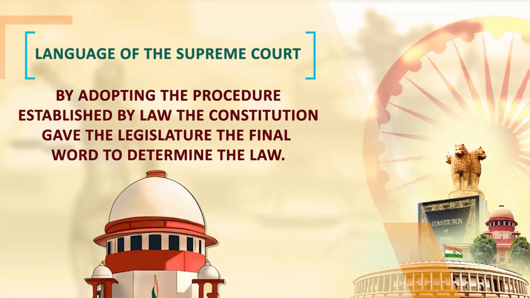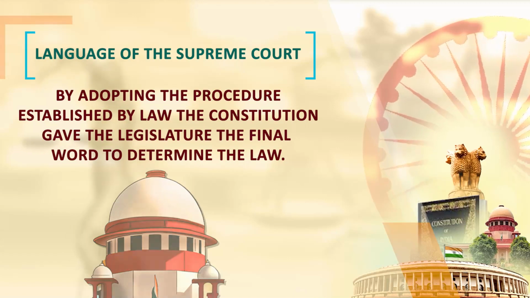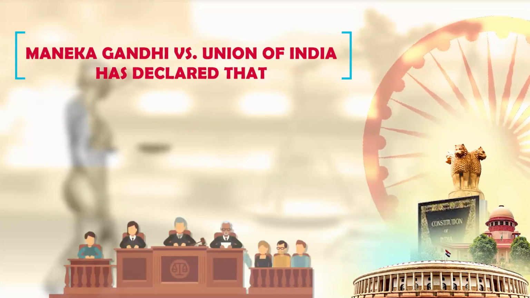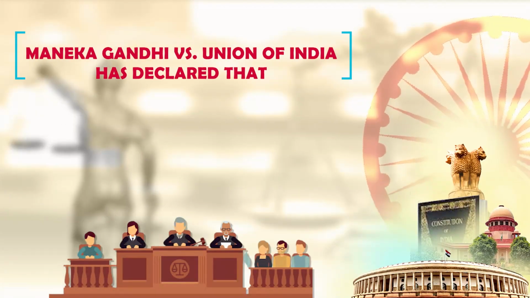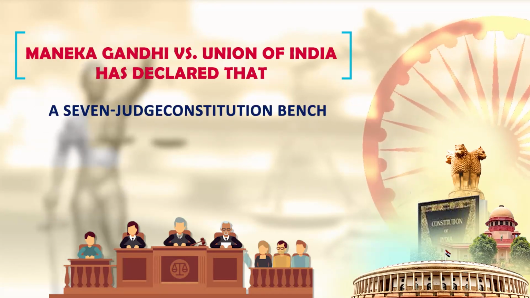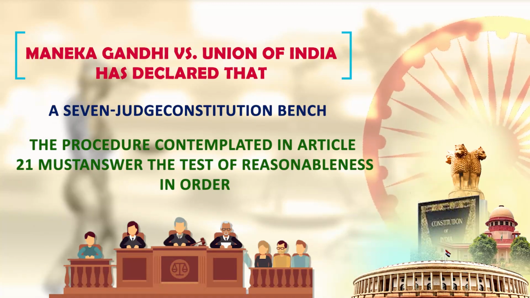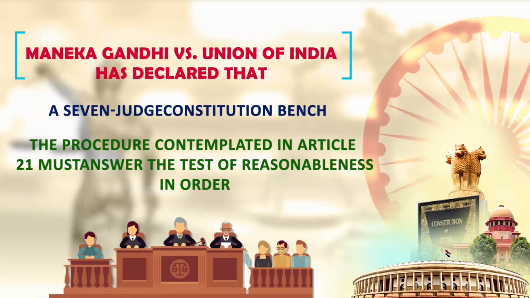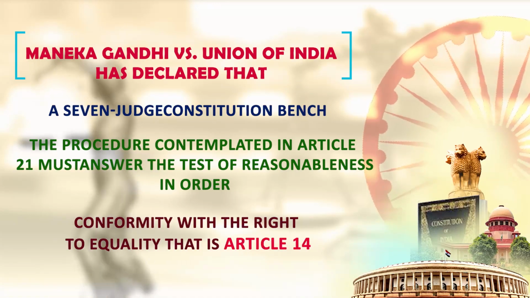So, legislatures have the final word according to the Constitution, and it is not the botheration of anyone to find out the rules of natural justice, fairness, justness, goodness or reasonableness. So, in the language of the court, by adopting the phrase procedure established by law, the Constitution gave the legislature the final word to determine the law. Now, by overruling that judgment in Maneka Gandhi versus Union of India, a 7-judge Constitution Bench has declared that the procedure contemplated in Article 21 must answer the test of reasonableness in order to be in conformity with the right to equality, that is Article 14.